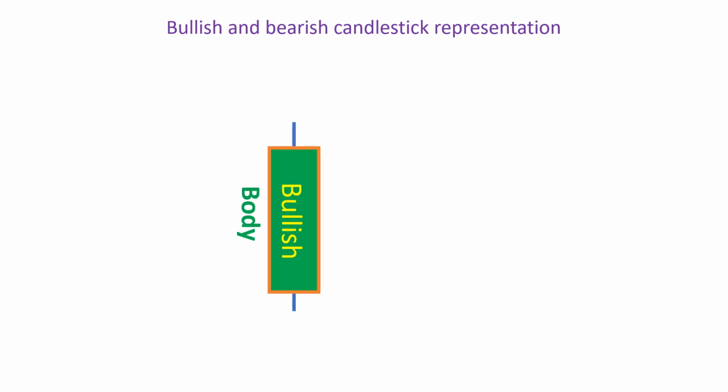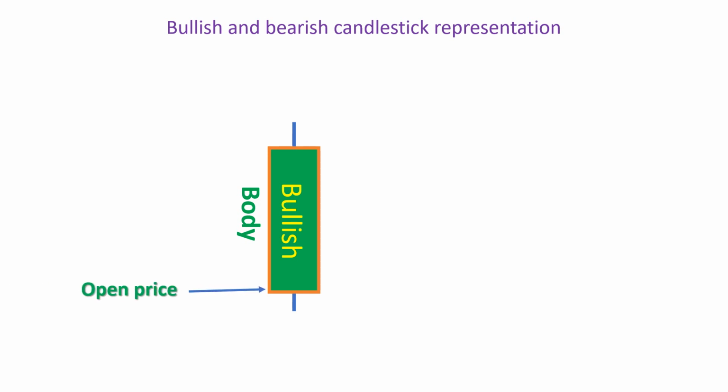Bullish and bearish candlestick representation. Let's assume this is a bullish candle with a green body color. It represents that the buyers are strong in the market and price might go higher. Let's assume the time frame of this candle is 1 day. It means it takes 1 day for the price movement of this candle to form. You can also have a shorter time frame like 30 minutes, 15 minutes, or 1 hour, or an even longer time frame like 1 week or 1 month, and find a new candlestick representation.